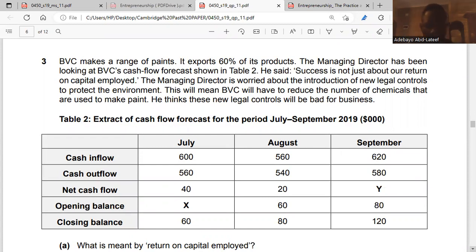The managing director is worried about the introduction of new legal controls to protect the environment. This will mean PVC will have to reduce the number of chemicals that are used to make paint. He thinks these new legal controls will be bad for business.